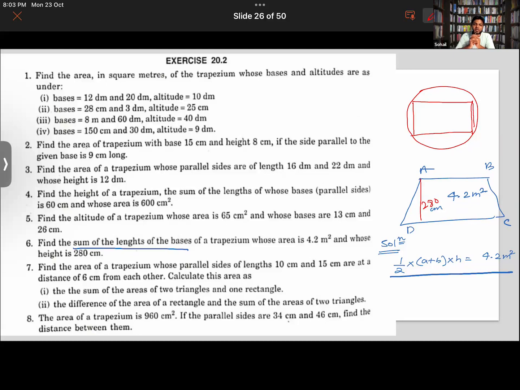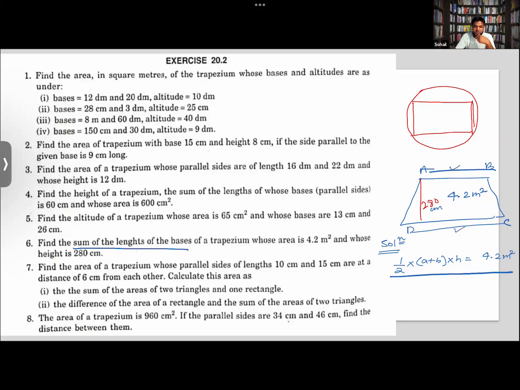Okay, look, let me explain, okay? So the question here basically says that we need to find the sum of the lengths of the bases of a trapezium. When I say base, it does not necessarily mean DC. AB and DC both are bases. You can understand it either way, that simply the lengths of the bases, that means AB and DC. You need to find what AB plus DC equals to.